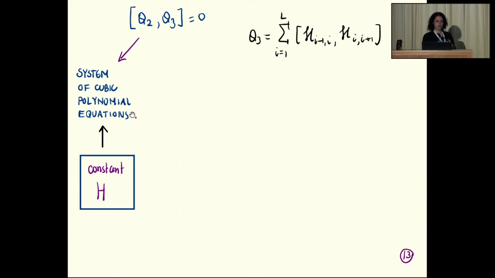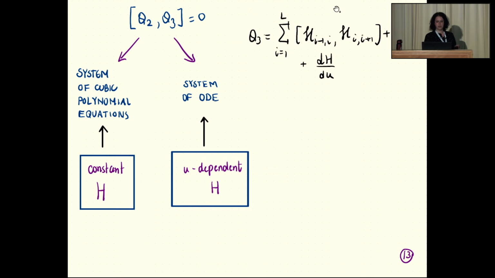So here, if you want to classify the difference form case, we can start with a constant Hamiltonian. And then to solve this equation is basically to solve a system of cubic polynomial equations. You can put it on Mathematica and solve it. And if you're interested in non-difference form, you have now a derivative that will contribute here, because your Hamiltonian is u-dependent. And you have to solve now a system of differential equations instead of just the cubic polynomial equations. But let's say we did this.